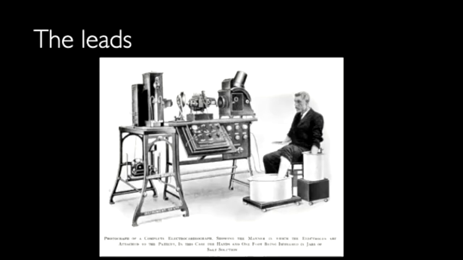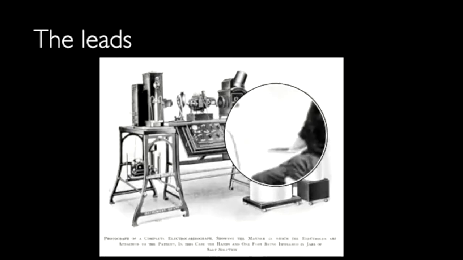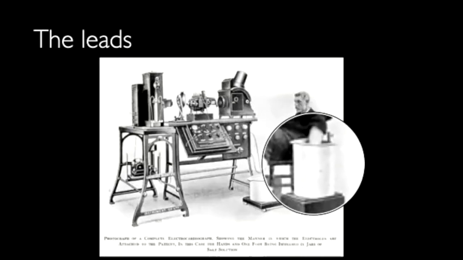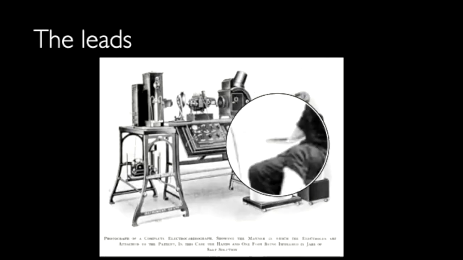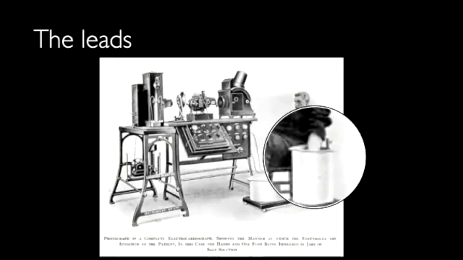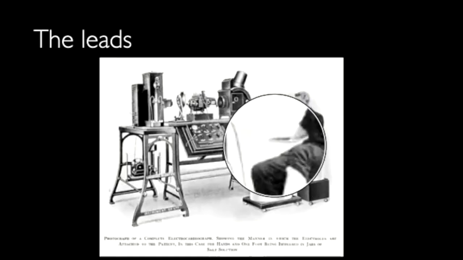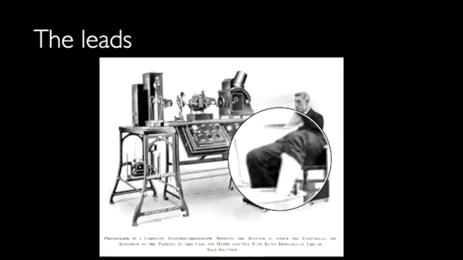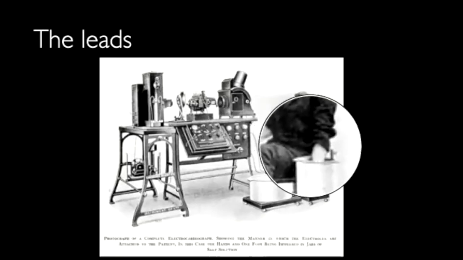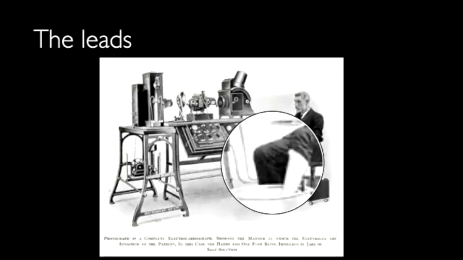If you look at what he's got, this should all look familiar. He's got his hands in buckets, basically pots of salt water. He's got one here, and he's got one here, i.e. right arm, left arm, and then his left foot.